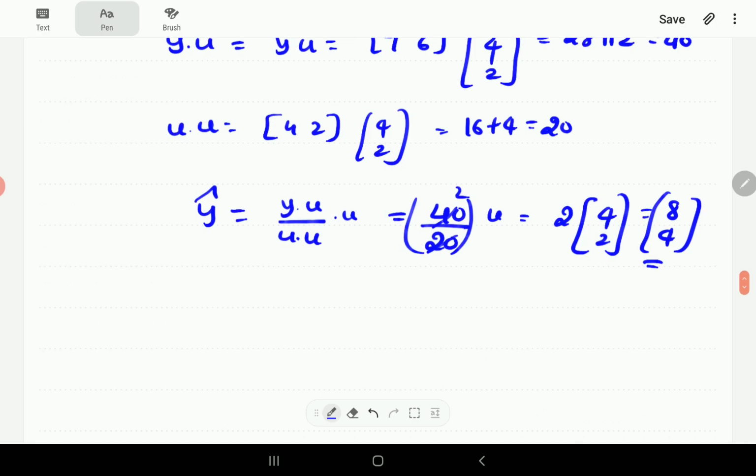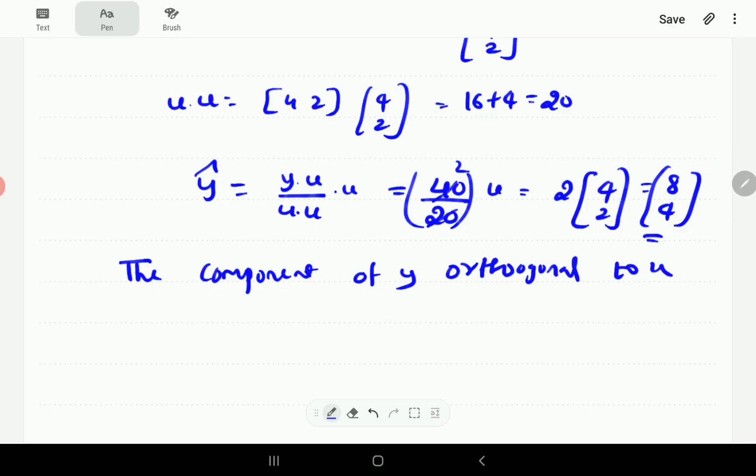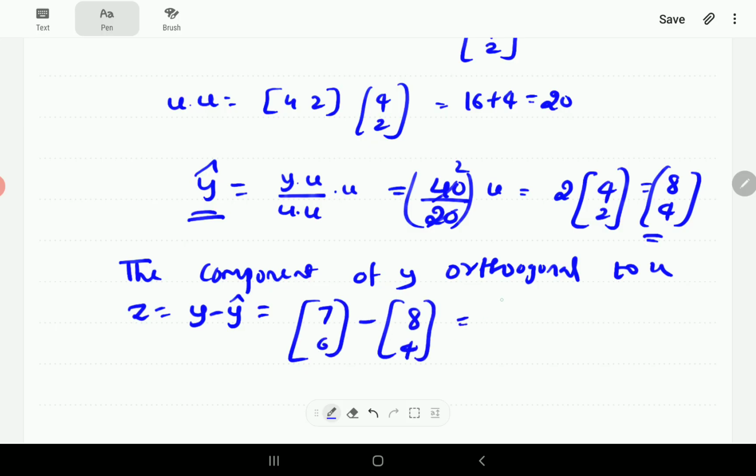And now they ask us to find the component of y orthogonal to u. The component of y orthogonal to u is given by z, that is nothing but y minus y cap. So we already have our y cap, we know y. Let us find out. It is 7 6 minus 8 4. This gives you negative 1 2. So this is your orthogonal component.